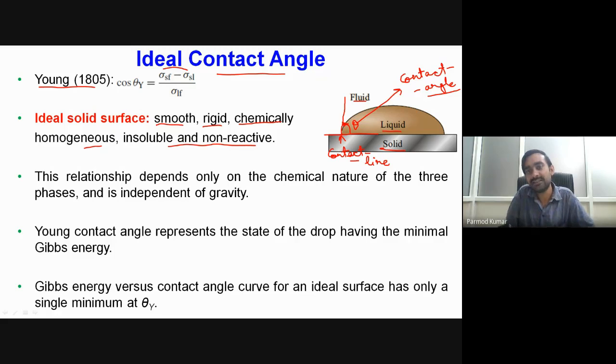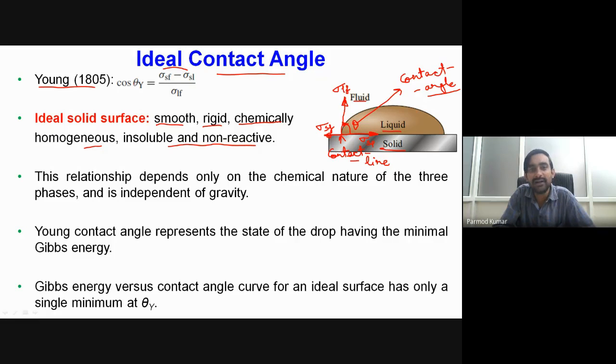Okay, so over here you can see, because we have the three-phase contact, we will have, in this direction, the surface tension between solid and liquid. Over here we will have the surface tension between liquid and fluid, and in this direction we will have the surface tension between the solid and the fluid. So these three surface tensions are related by one equation, and this equation relates these three different values of surface tension with the contact angle.